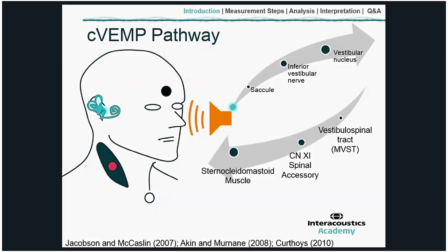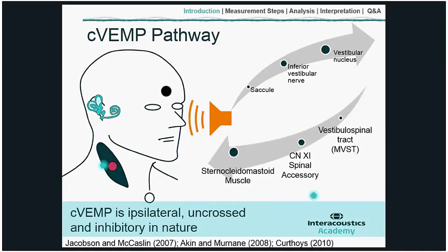So let's look at the cVEMP pathway in a little more detail. What exactly is happening? When we produce that loud sound into the cochlea, the saccule is stimulated, and that sends projections down the inferior vestibular nerve and then to the vestibular nucleus. From the vestibular nucleus it travels down the vestibular spinal tracts all the way down to the sternocleidomastoid muscle. And remember, we said the VEMP causes a change in that muscle, and with the cVEMP it causes an inhibition of the sternocleidomastoid muscle.